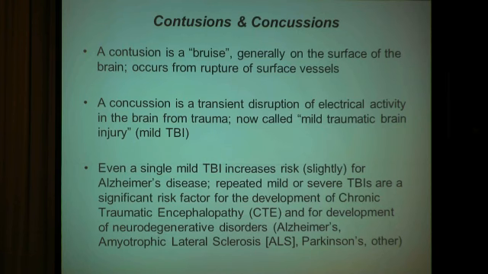Boxers, of course: a professional boxer in their career is estimated to sustain some 50,000 hits to the head in training and in professional fights. So these individuals are at significant risk for the development of Parkinson's disease, as with Muhammad Ali, Cassius Clay, and other degenerative diseases, most specifically Alzheimer's.